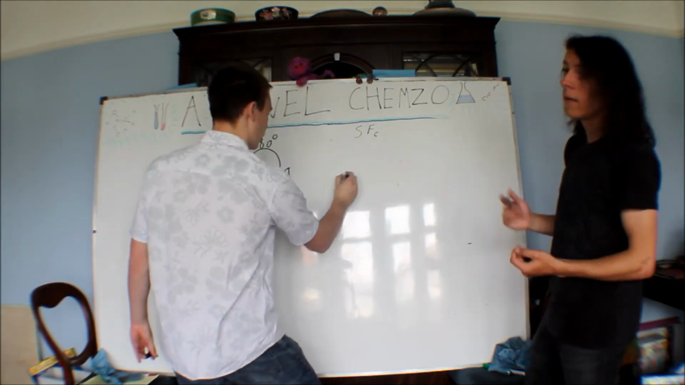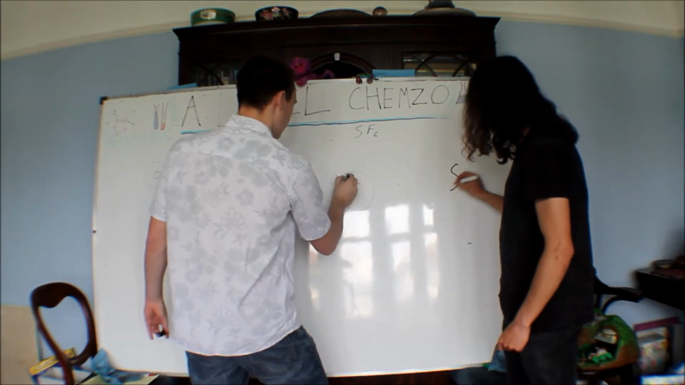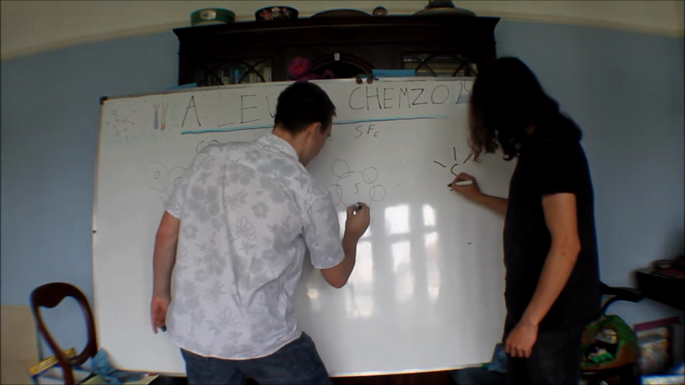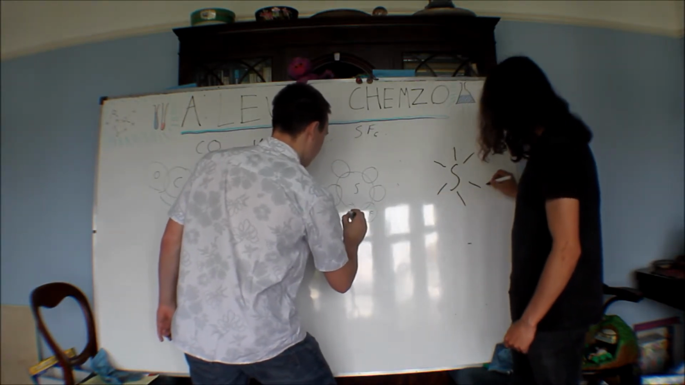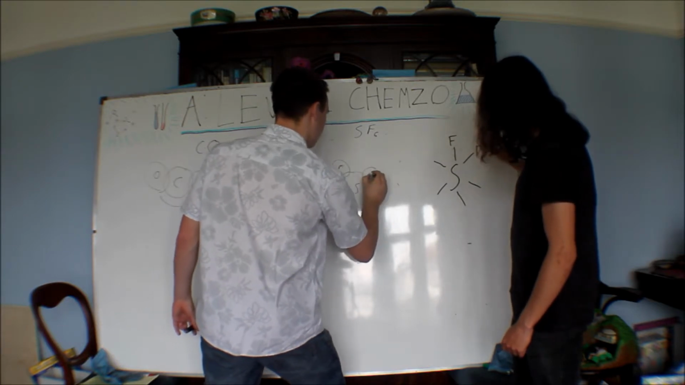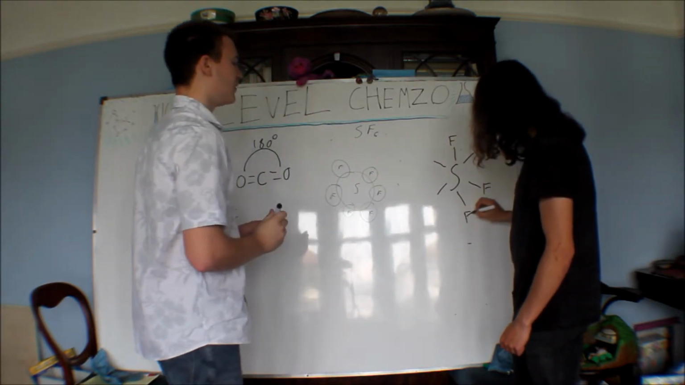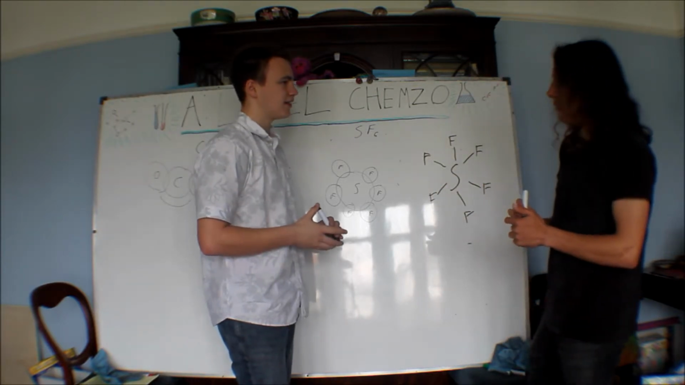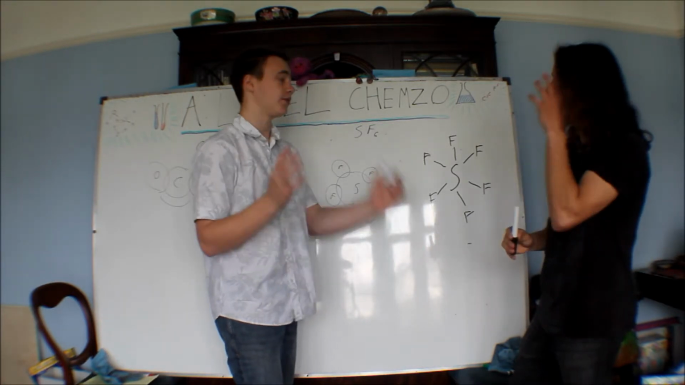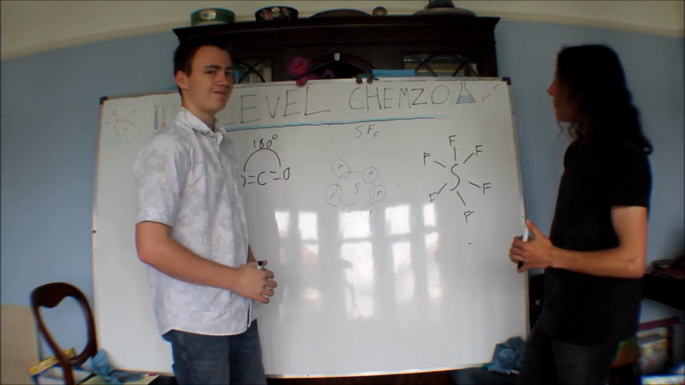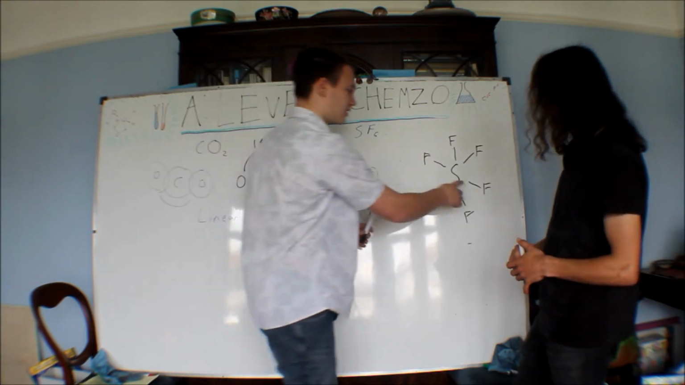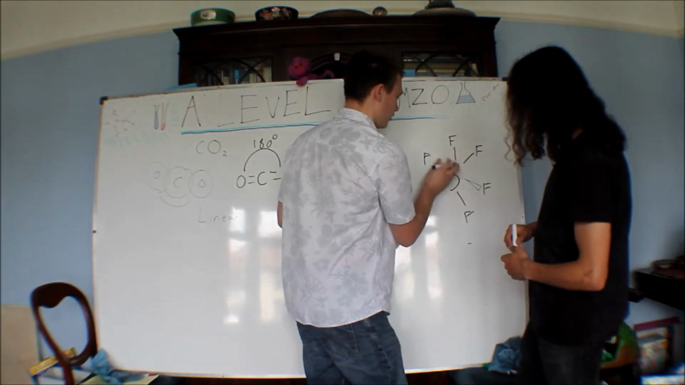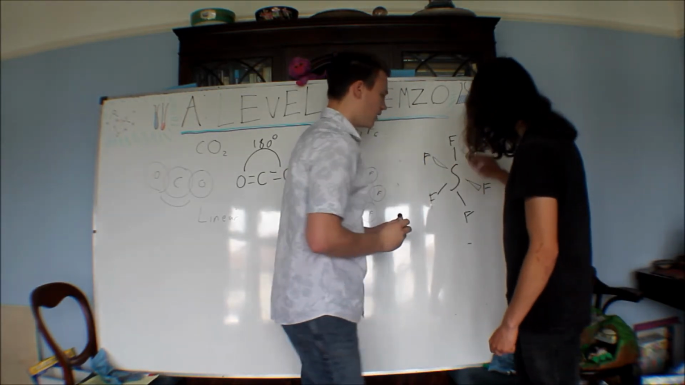I'll draw it, and Triv will draw it. So sulfur has 6 bonds. 1, 2, 3, 4, 5, 6, and these are all F, all equally spread out. But it's not linear either. No, not planar, it's all 3D, and it's really, really hard to draw. Some of these go in, like that one might do that. There'll be 2 that go in, and there'll be 2 that sort of go out.